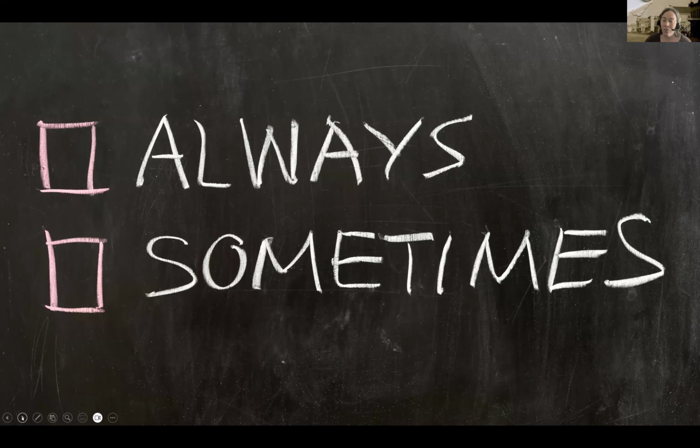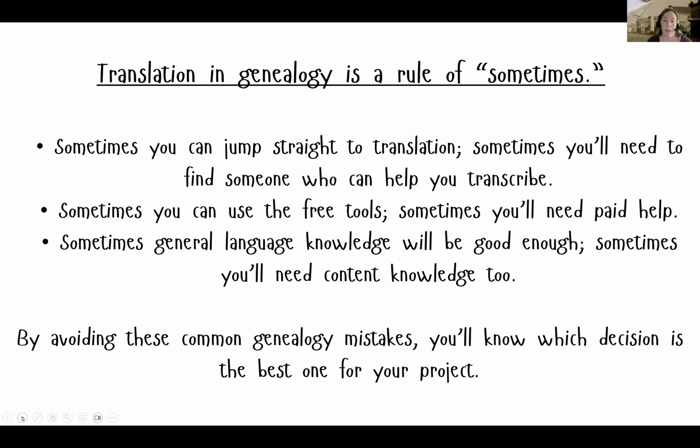Translation in genealogy is a rule of sometimes. Sometimes you can jump straight into translation. Sometimes you'll need to find someone who can help you transcribe. Sometimes you can use the free tools. Sometimes you'll need paid help. Sometimes general language knowledge will be good enough. Sometimes you'll need content knowledge too. By avoiding these 5 common genealogy mistakes, you'll know which decision is the best one for your project and how to proceed to get the most accurate result so you can work forward.